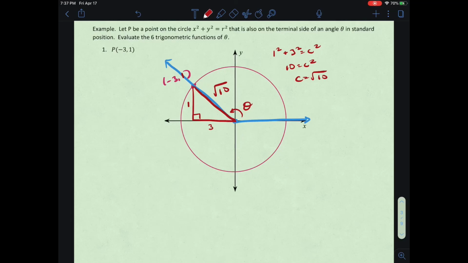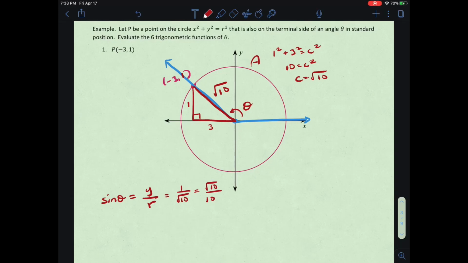And then from there, we're going to evaluate the 6 trig functions. So if you remember, we define sine of theta to equal y over r, right? When we define this trig function in terms of the point x comma y and r, which was the distance between the point and the origin. So in this case, sine of theta would just be 1 over square root of 10, which if you rationalize becomes square root of 10 over 10.